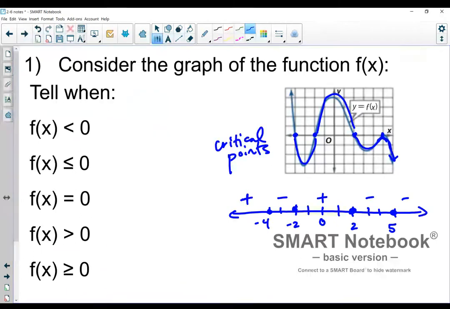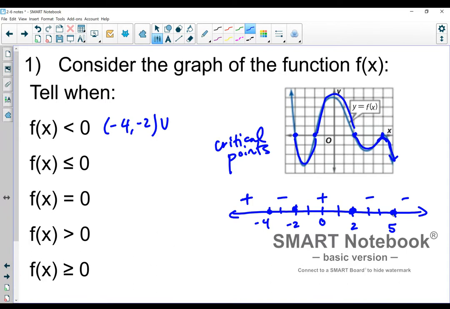Now I'm going to use this number line that I have here to really think about where all these different things are happening. First it says, where is f of x less than 0? So where is f of x negative? Well, it's negative from -4 to -2, union, it's negative from 2 to 5.